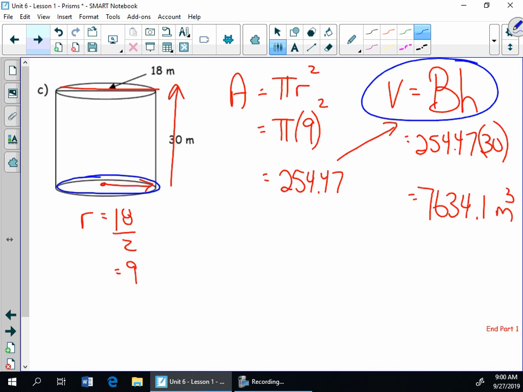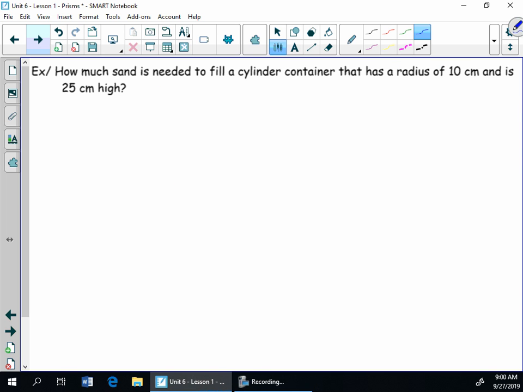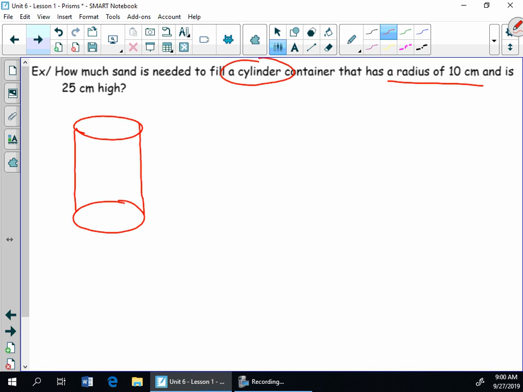Okay, let's try some problem-solving things, some word problems, if you will. How much sand is needed to fill a cylinder container that has a radius of 10 centimeters? So the trick in this case is they didn't draw us a picture, but we should be able to draw ourselves a picture. It says we are filling a cylinder. A cylinder is a circular-based prism.